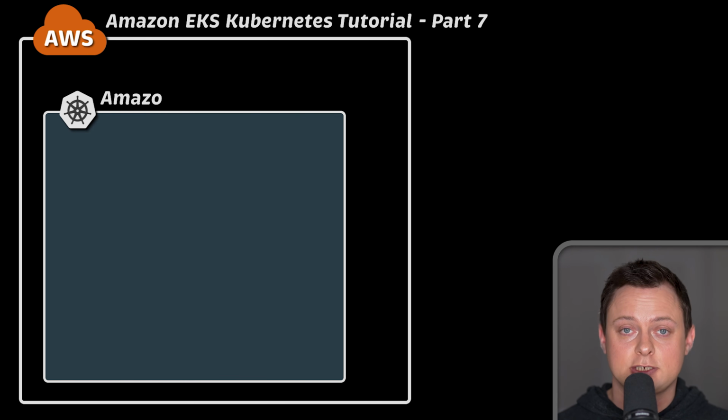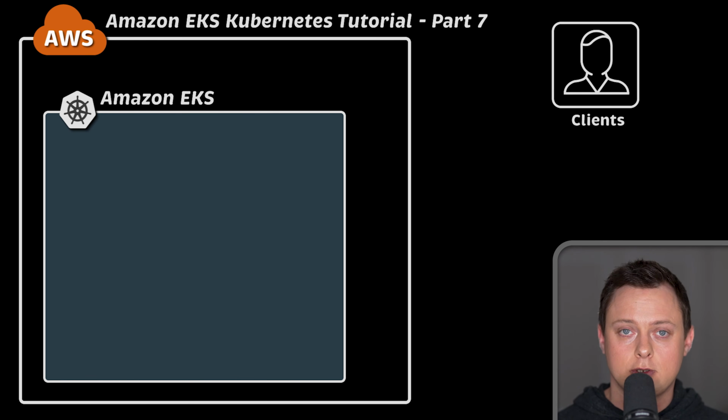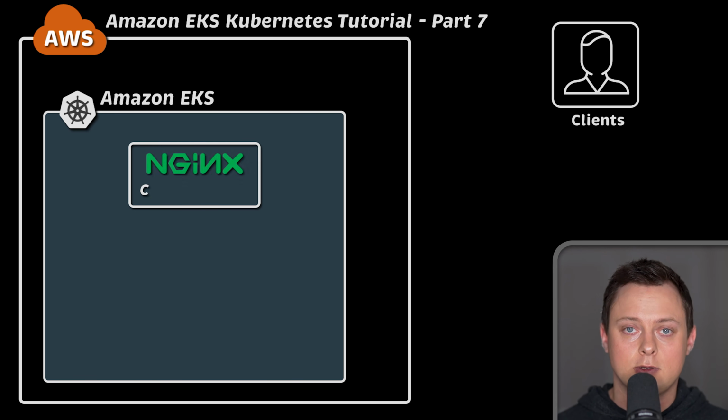This is the 7th part of Amazon EKS tutorial. In this section, we'll talk about Nginx Ingress controller. First, let's take a look at the high-level architecture.